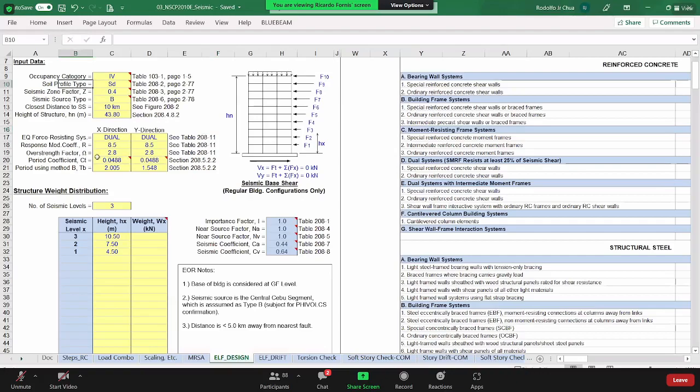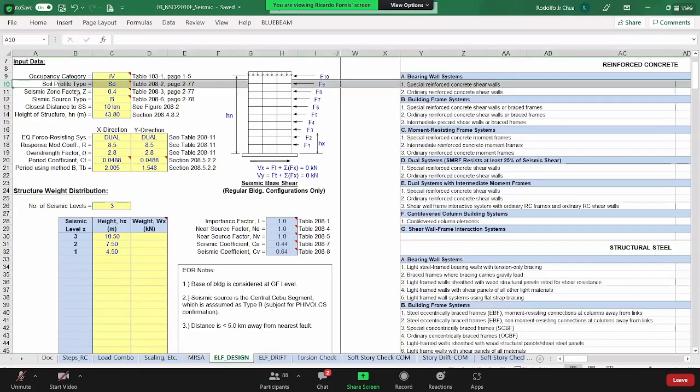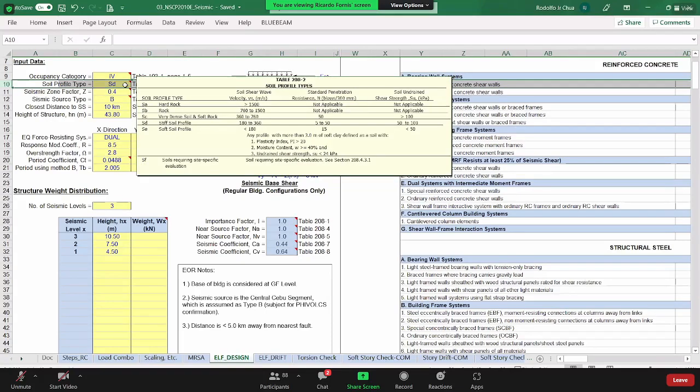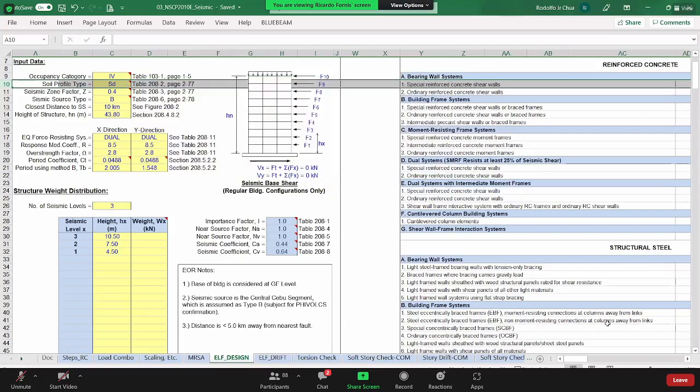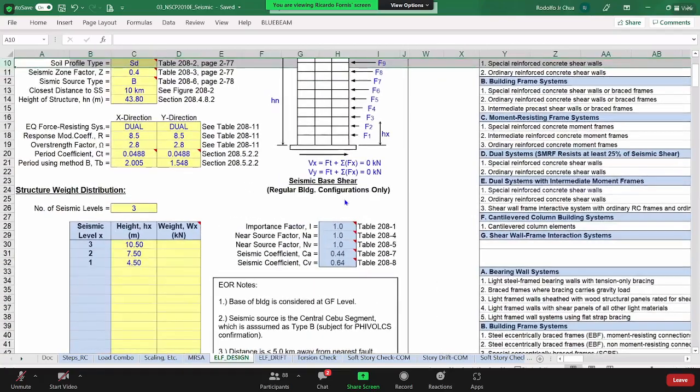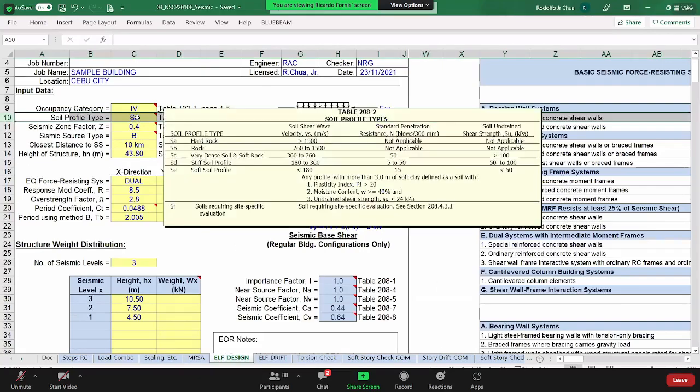Now ang next nga parameter, seismic design parameter, is what we call the soil profile type. So ang soil profile type mao ni ang pag-determine on the classification of soil where you're going to construct your building. So there are 6 categories here listed in the code. Just gonna zoom in a little bit. So we have SA, SB up to SF na category or profile type.